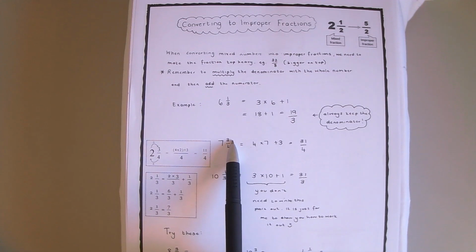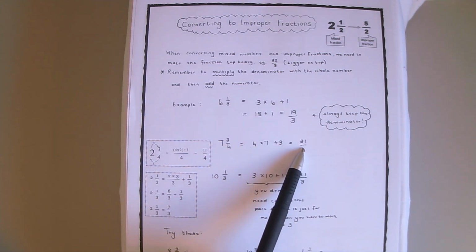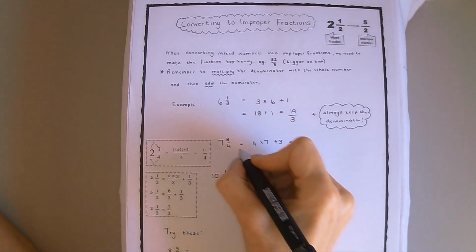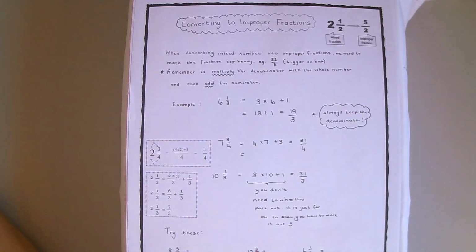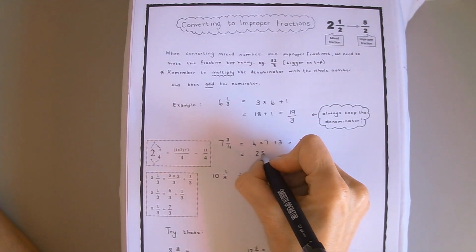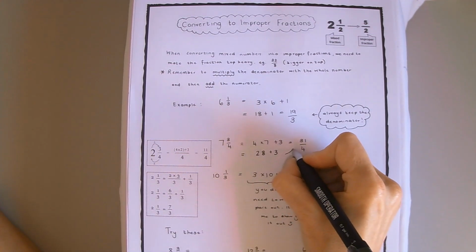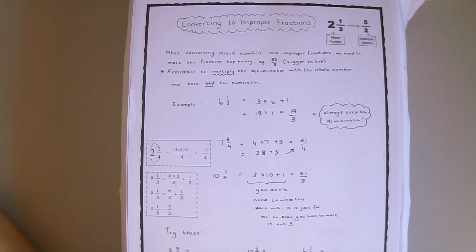Here we've got 7 3/4. So we're going to do exactly the same. We're going to take 4 times 7, because there's 7 lots of 4, and we're going to get 28, and we're going to add 3 to it, and we get 31 over 4. Now you'll see I didn't write each of the steps here, but if you want to, you're more than welcome to. 4 times 7 is 28. 28 plus 3 is 31 over 4. So remember, we just keep the denominator again.